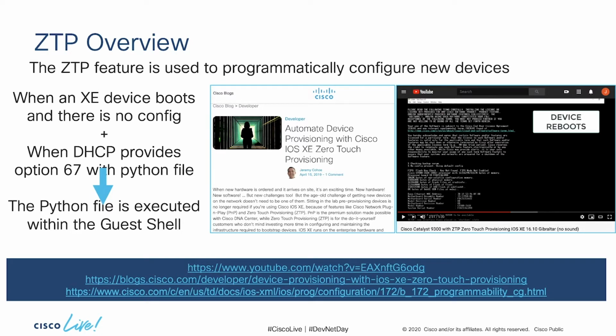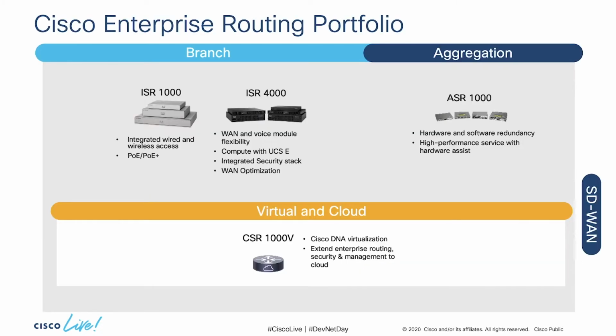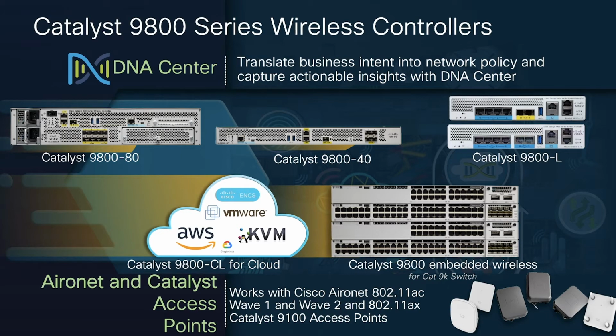We'll talk about each of these components in detail, but there are some references here, specifically the blog and a recording on YouTube, so you can understand what the process actually looks like. I also listed the configuration guide, which has some good details when you're going to implement this feature. As far as support goes, it's basically across the Cat9K platform, with some of the new SKUs, as well as on the routing platform. Specifically, I wanted to call out the CSR 1000, the virtual platform, which now has support for zero-touch provisioning. And of course, the 9800 series wireless controllers also support zero-touch provisioning.